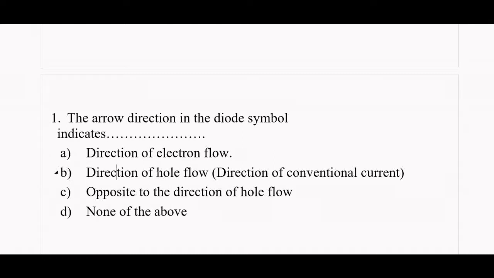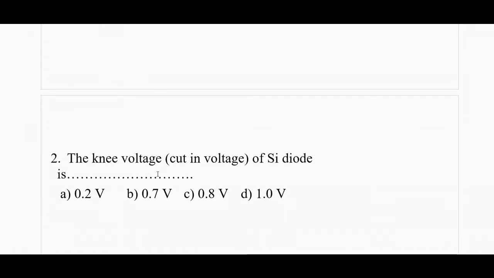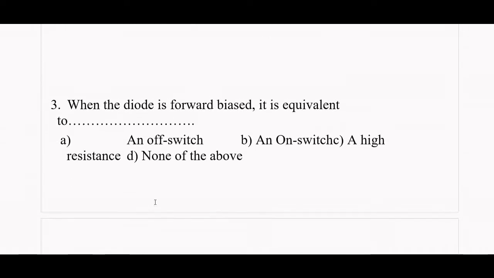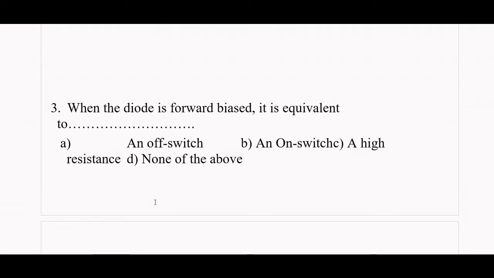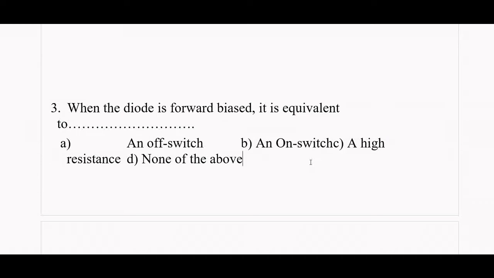Let's move on to the next question, that is, the knee voltage or the cutoff voltage of silicon diode is dash. You guys know it is 0.7 volts, so it's option B. Now moving on to the next question: when the diode is forward biased it is equivalent to dash. As I said in the earlier lectures, when the diode is in forward bias it behaves as a short circuit or on switch. So the answer is on switch, because when the switch is on it behaves as a short circuit.